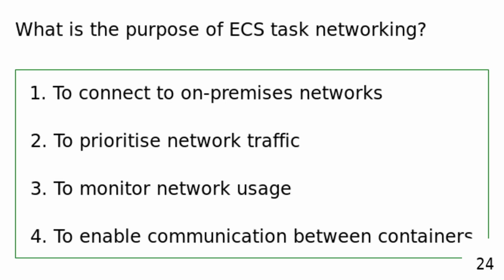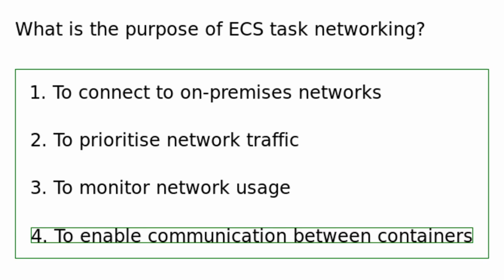What is the purpose of ECS Task Networking? To connect to on-premises networks. To prioritize network traffic. To monitor network usage. To enable communication between containers. ECS Task Networking enables communication between containers within a task, between tasks, and with external services.